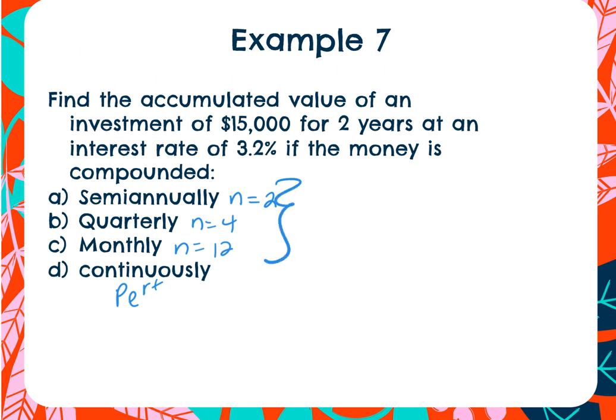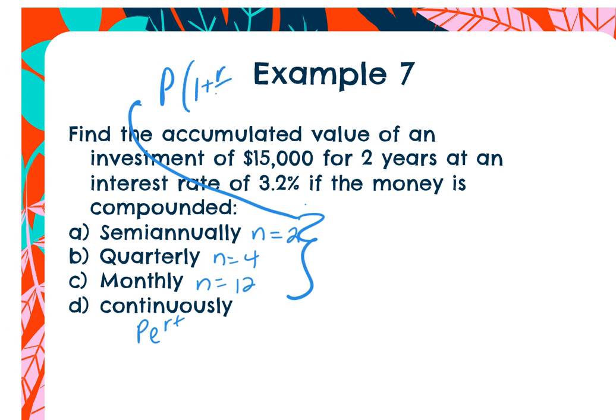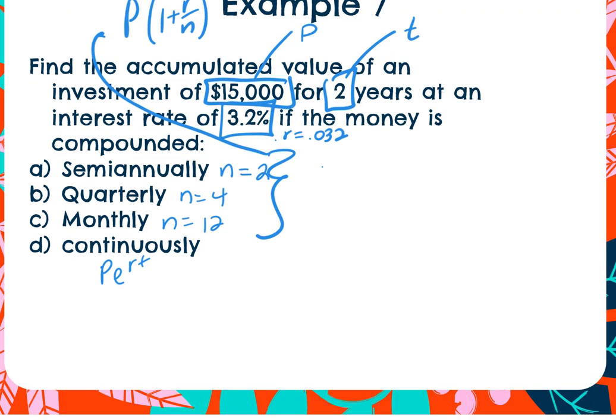So for these 3, we use P times (1 plus R over N) to the NT. The 15,000 is our P. 2 years is T. And the rate being 3.2 means R is what? 0.032. You have to move your decimal 2 places to the left. So for semi-annually, it'd be 15,000 times (1 plus 0.032 over 2) raised to the 2 times 2. One of those 2's is for the N, and one of those 2's is for the years.